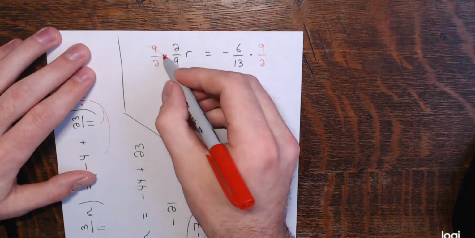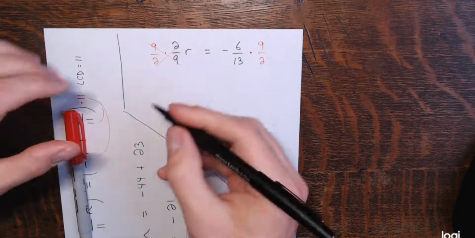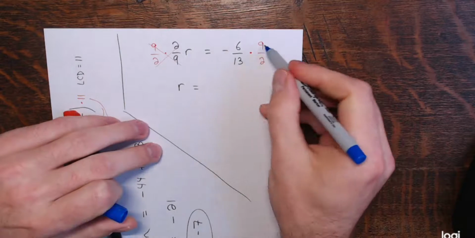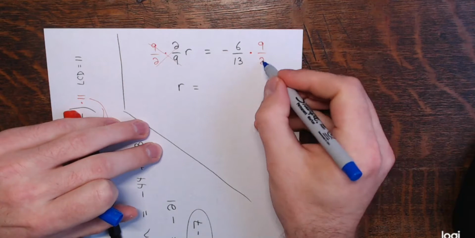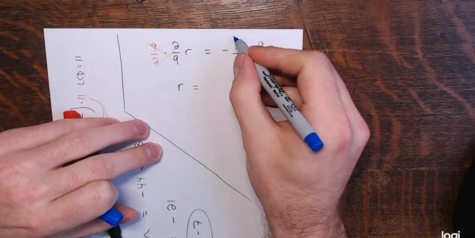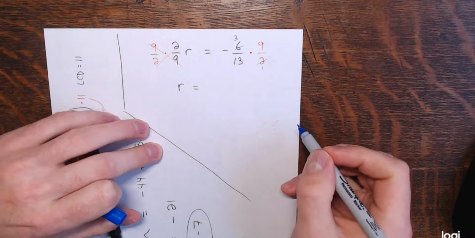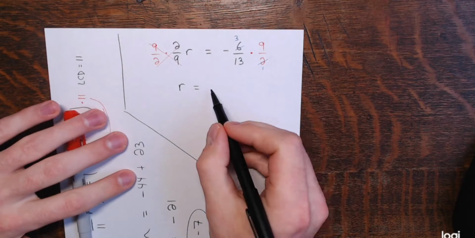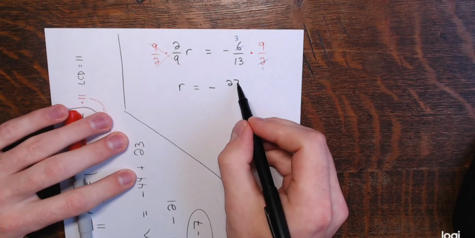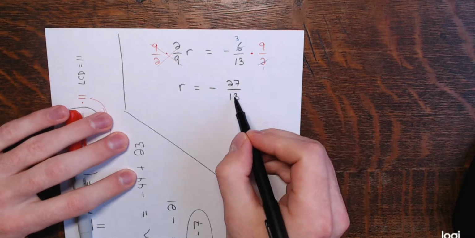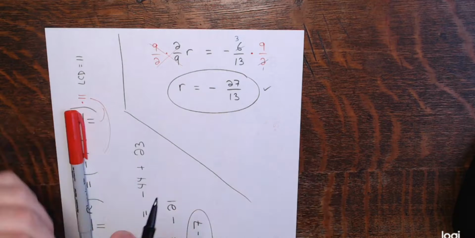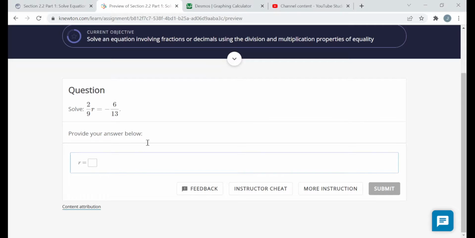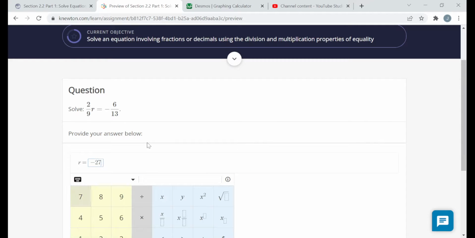So over here, the 9's are gone, the 2's are gone, right? And you have r equals, and then over here, you can multiply first, then simplify, or you can simplify first. 2 goes into 2 once, 2 goes into 6 3 times, right? 6/2 becomes 3/1. And then I don't see any other things with common factors in the numerator and denominator, so we have negative, 3 times 9 is 27 in the numerator, 13 times 1 is 13 in the denominator, and there's your solution. And don't forget to check it. -27/13.